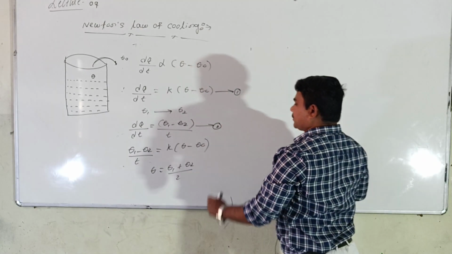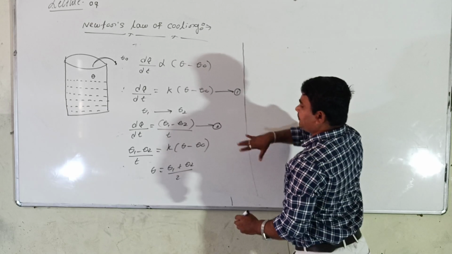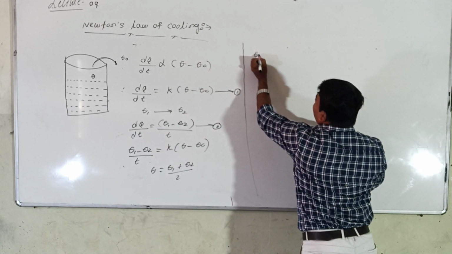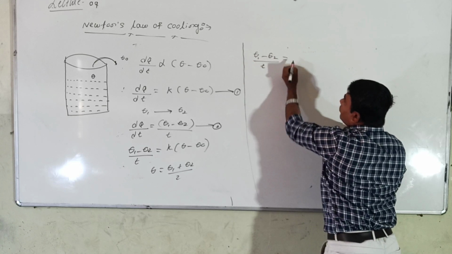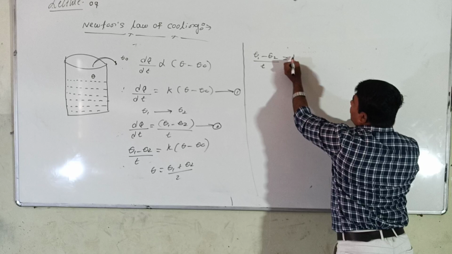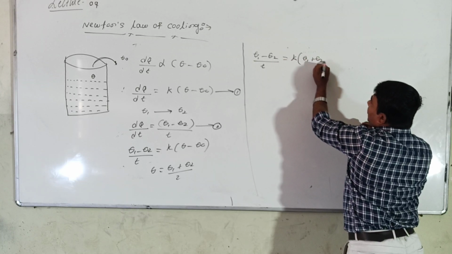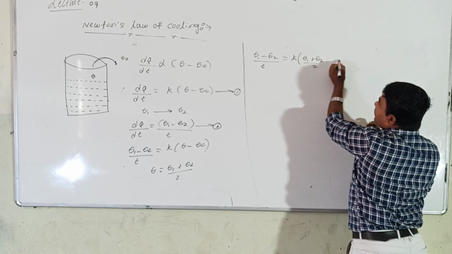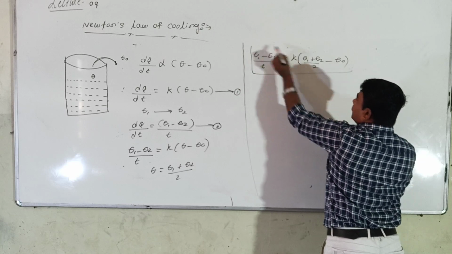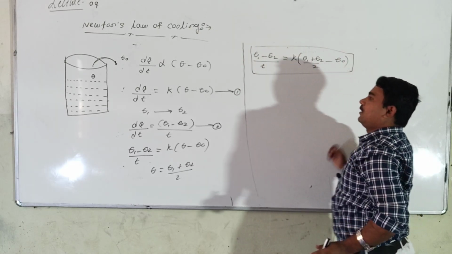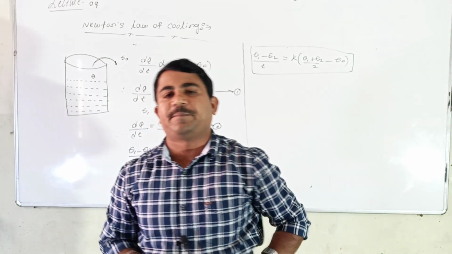Then what about this equation? How to represent it? (Theta 1 minus theta 2) divided by t equals k into the bracket, where theta is (theta 1 plus theta 2) divided by 2, minus theta naught. So this is the alternate form of Newton's law of cooling. This is useful to solve many numericals during cooling of a hot liquid.